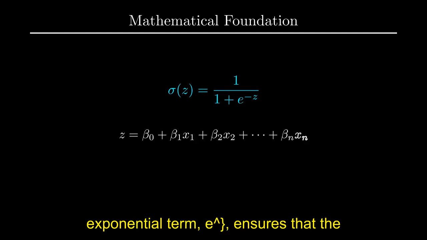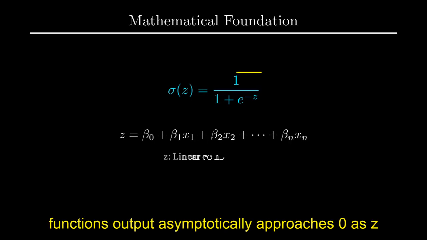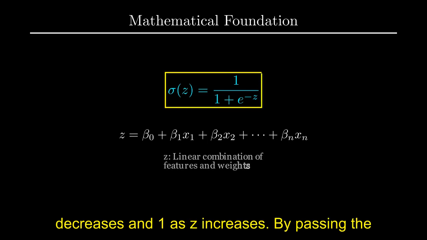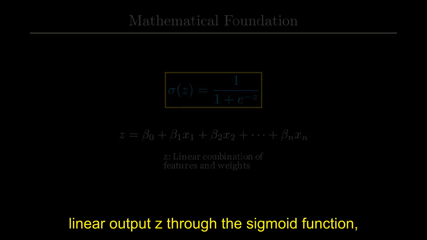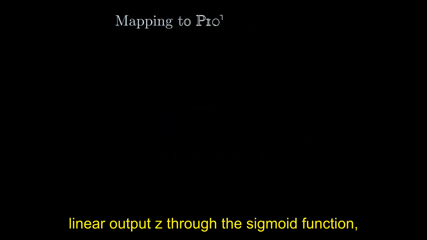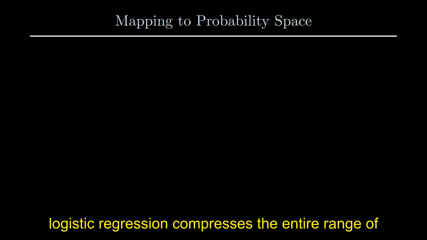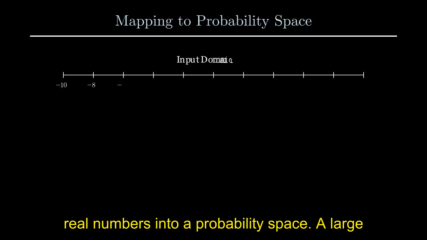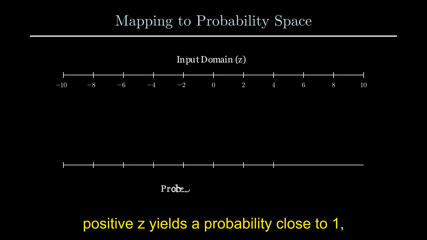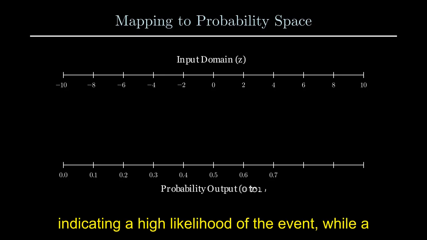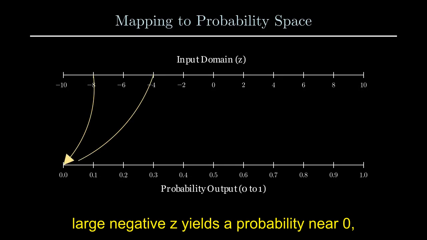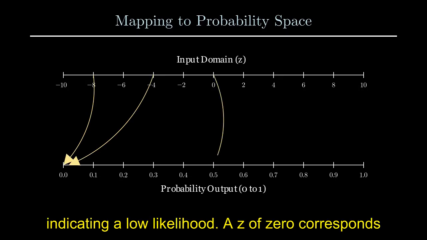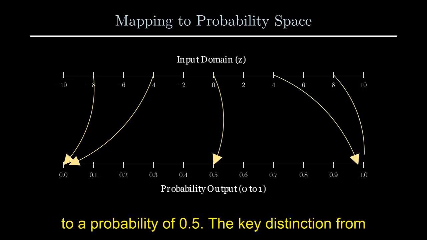The exponential term, e^(-z), ensures that the function's output asymptotically approaches 0 as z decreases and 1 as z increases. By passing the linear output z through the sigmoid function, logistic regression compresses the entire range of real numbers into a probability space. A large positive z yields a probability close to 1, indicating a high likelihood of the event, while a large negative z yields a probability near 0, indicating a low likelihood. A z of 0 corresponds to a probability of 0.5.